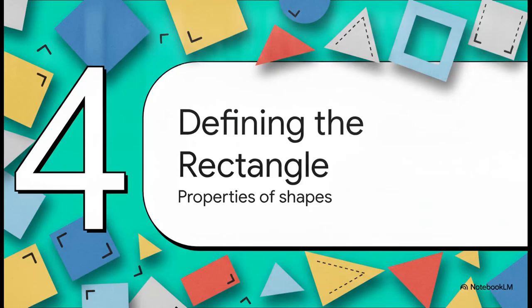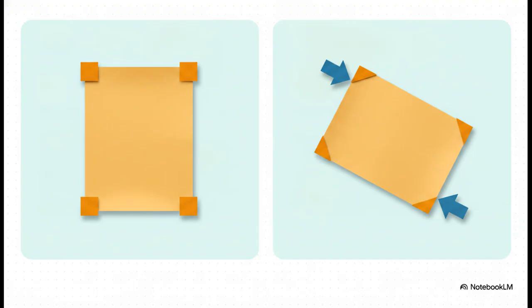Section 4. Defining the rectangle. Properties of shapes. With that real-world success under our belts, let's tackle question 5. This one's fun because it tests a core assumption about the very shapes we've been building. The text poses a tricky question. Can parallel opposite sides be chosen as a definition of a rectangle?